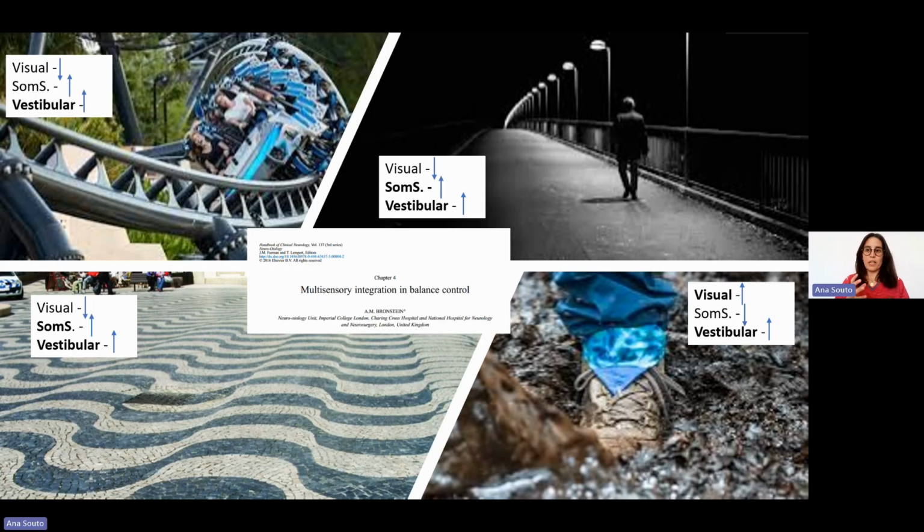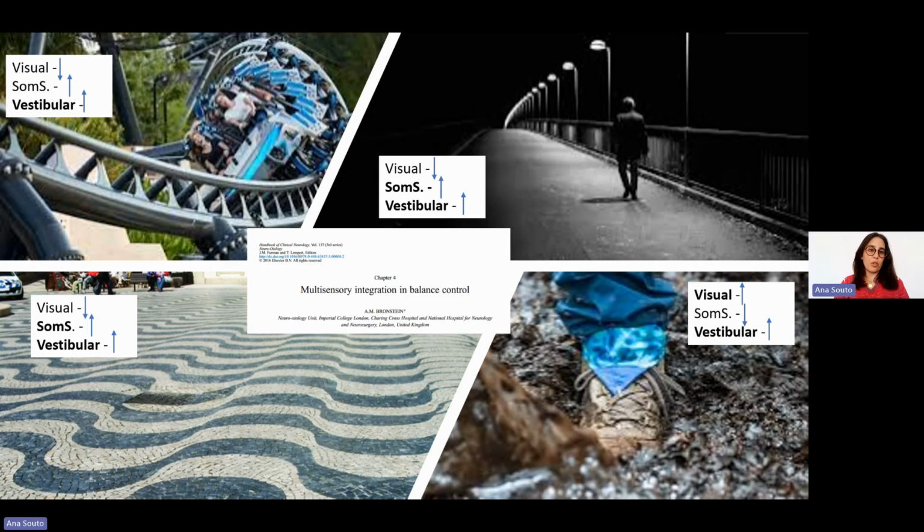This means that the weight from each sensory information varies according to the environment. So this process is named sensory reweighting, and it's a fundamental step for postural orientation. This is what ensures that we can navigate different environments with different qualities and availability of sensory information. So I have a few examples here that really demonstrate the need for this flexibility.